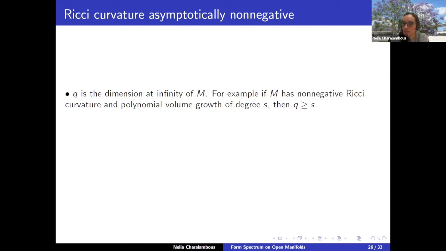Note that it's always positive, so it's consistent with our previous result that told us that the 1/4 spectrum is always larger. So given that it's greater than 0, the 1/4 spectrum and the function spectrum will always be maximal. And a way to look at this Q in a simple example is that if the manifold has Ricci curvature asymptotically non-negative and polynomial volume growth of degree S, then this Q is at least S. So it sort of reflects the order of polynomial growth of the manifold at infinity in this particular case.